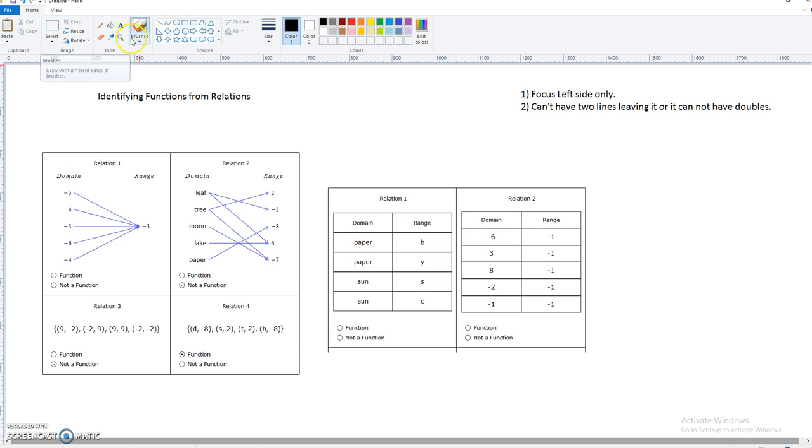The key with this is that you need to focus on the left side, the domain, or in this case, the domain's all the x's in your problem. Okay? And I've put the rules here, so focus on the left side. The right side doesn't matter. We don't care what it looks like or what numbers are there. The left side cannot have 2 lines coming from the same number, and it cannot have a double. So if you look, each of these numbers only have 1 line coming from it. See that? Only 1.